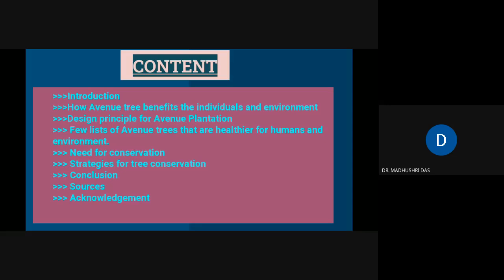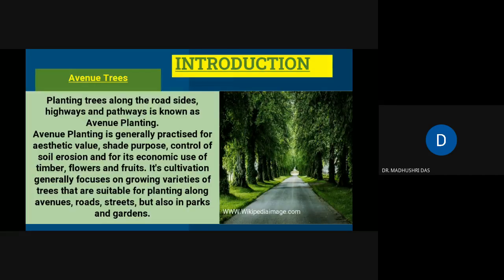So without wasting time, let me give a quick intro to avenue trees. The word avenue simply means a broad road in a city or town which has trees along its side. So generally, avenue tree means landscape tree. Avenue trees are planted on roadsides, highways, gardens and parks, and sometimes on railway lines and unused land.